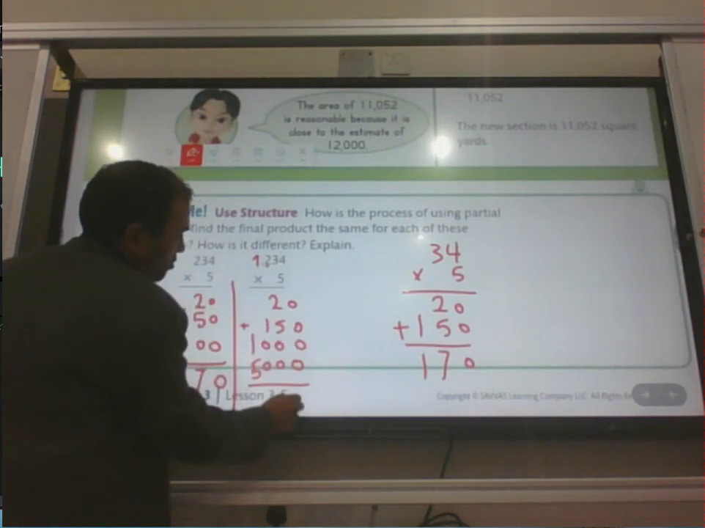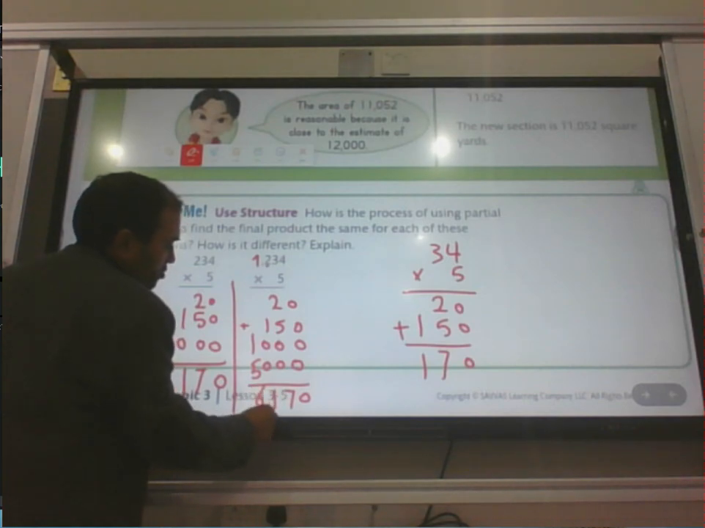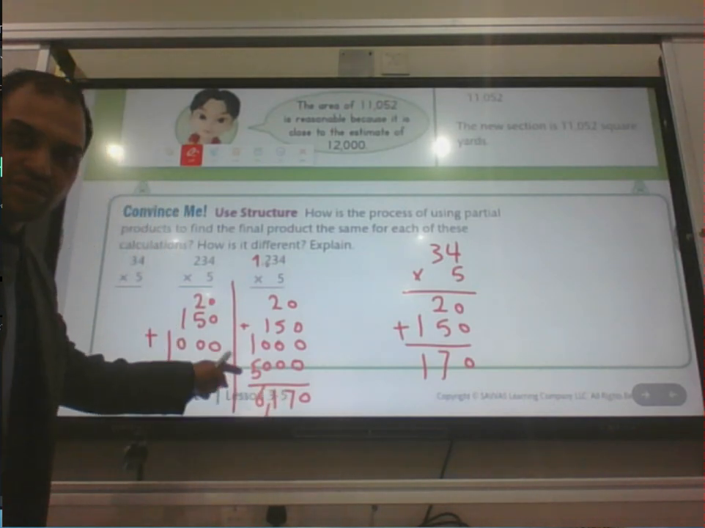Okay, and then we can collect 0 here. 2 plus 5 equals 7. 1 is equal 1. 5 plus 1 equals 6. The result will be 6,170.